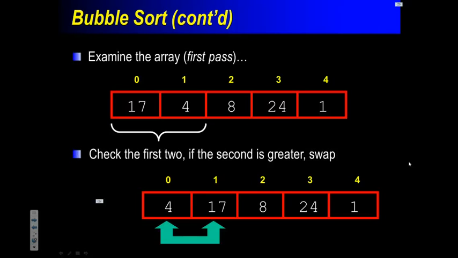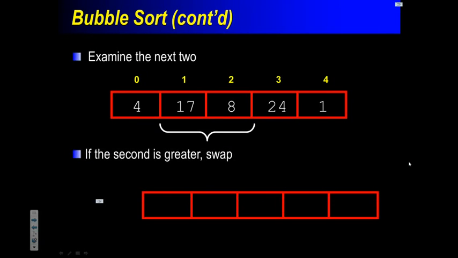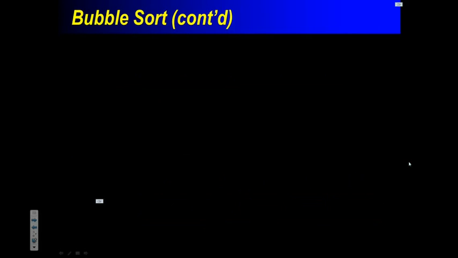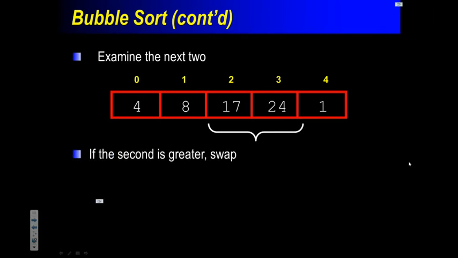So now the next two will be 17 and 8. It looks at those two, and those aren't in the right position, so it'll swap those two. Then it'll go to the next two, which is 17 and 24. Now 17 and 24 are in the correct position. They do not need to be swapped, so they're left alone.